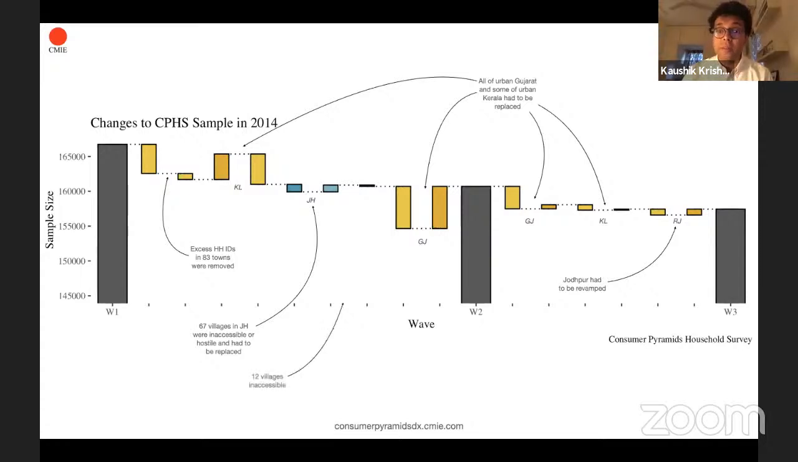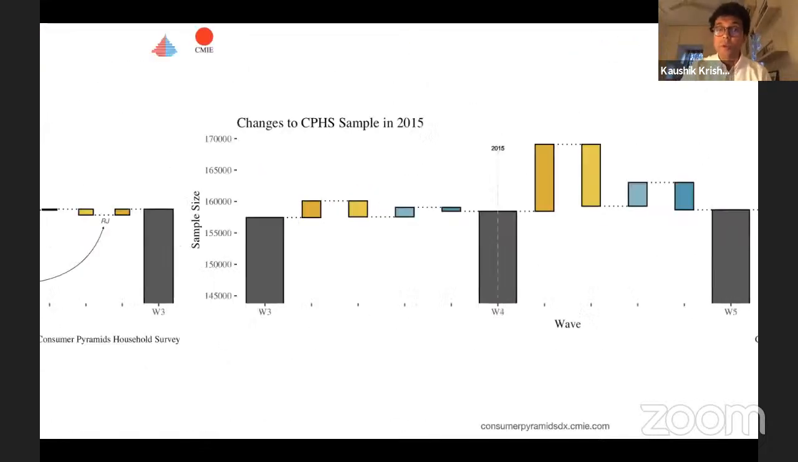Now let's move to 2015. Oh, I'm sorry. There were 12 other villages across India that were inaccessible, and those had to be dropped in wave 1. With that out of the way, let's move to 2015.